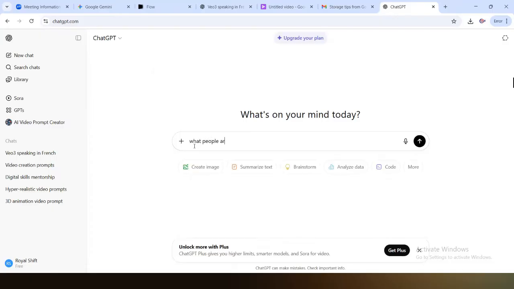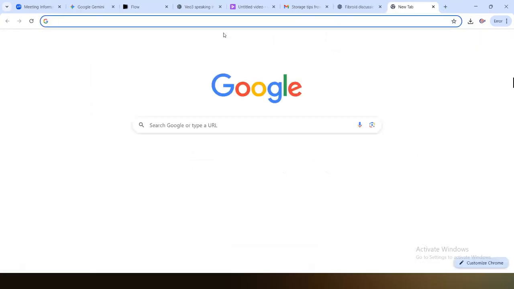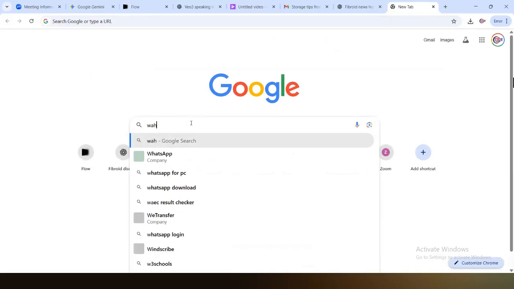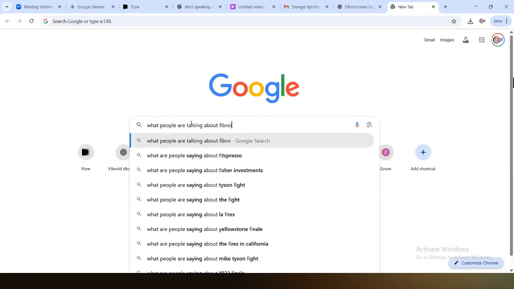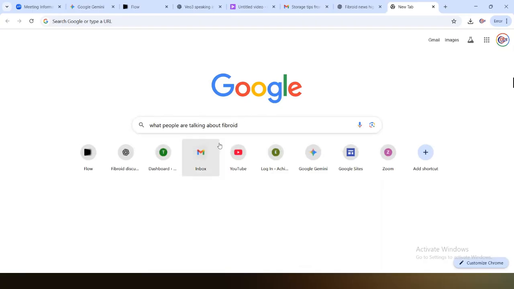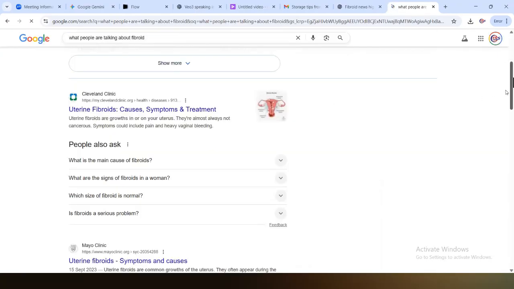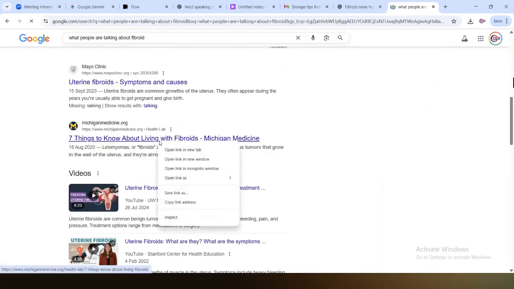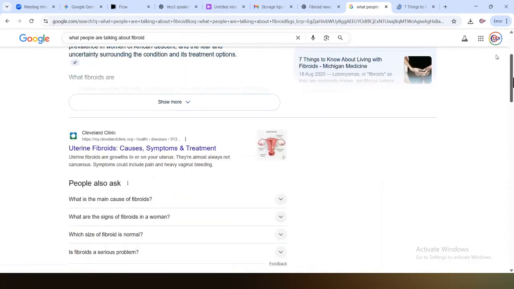What people are talking about fibroid. You can ask, or you can also come here to Google and say, what people are talking about fibroid. Now I'm going to show you the difference in the two. Now this one will give you a learned something. So we are going to get to see other people's reviews, symptoms, causes, 7 things to know about living with fibroid. You can see. So these are what people are talking about fibroid. You can see there are videos, there are a lot of things on that.